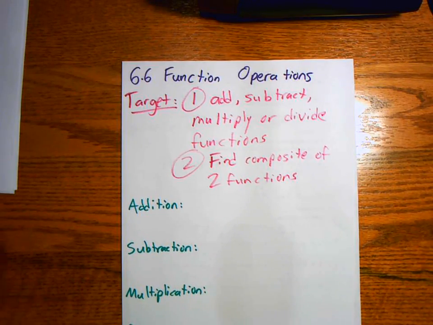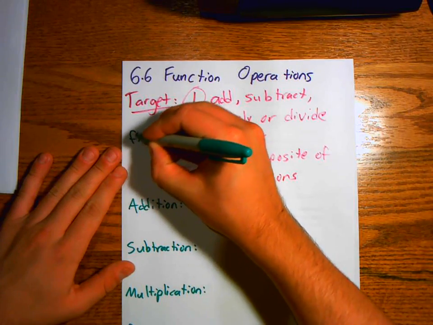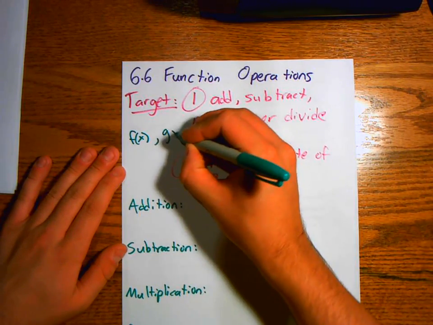Hello, this video is going to be on section 6.6, which is titled Function Operations, and there are actually two learning targets for the section. The first one is to add, subtract, multiply, or divide functions, and the second one is to find the composite of two functions. Now, when I say functions in both of these targets, one can look like f of x, and the other could be g of x.